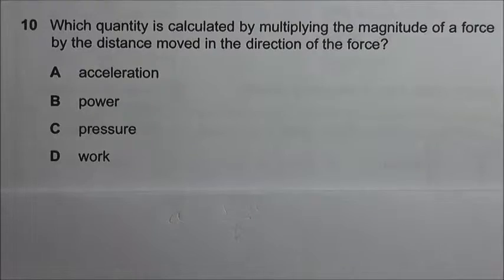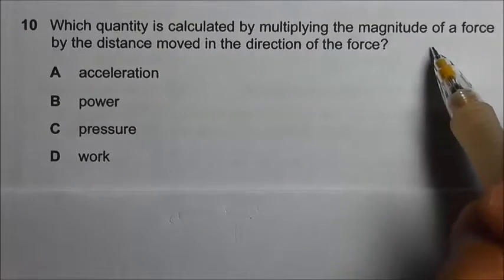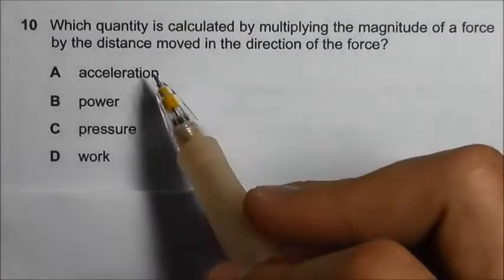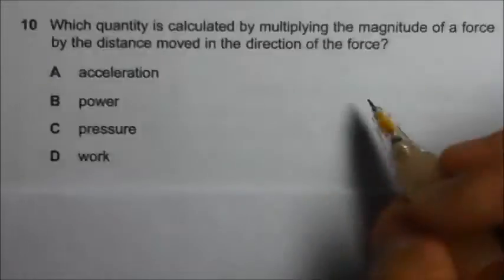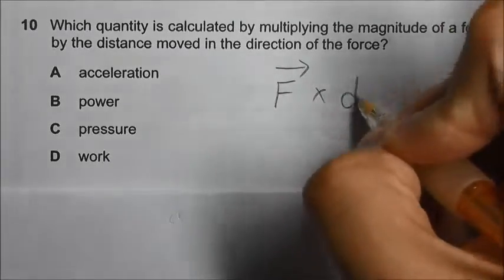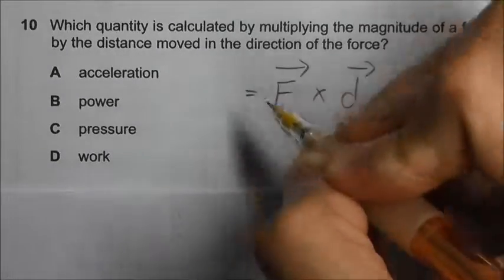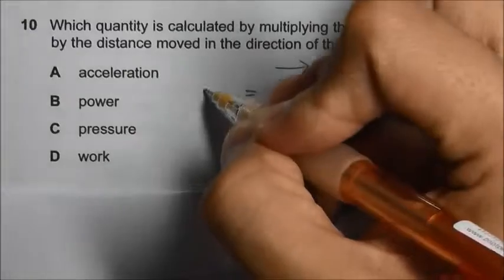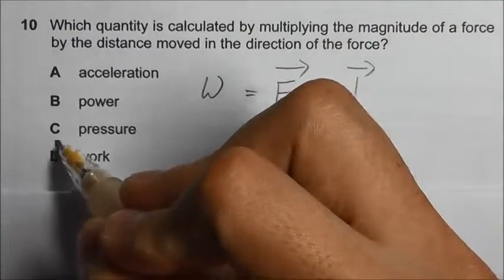This is a recall question. When we multiply the magnitude of a force by the distance moved in the direction of the force, we are actually doing force times distance in the same direction. This is the formula for work done. So the answer is D.